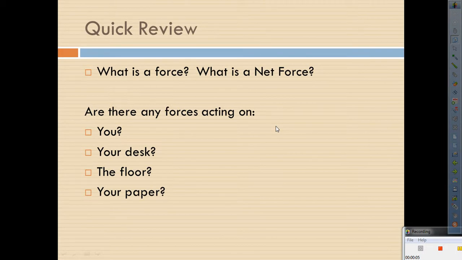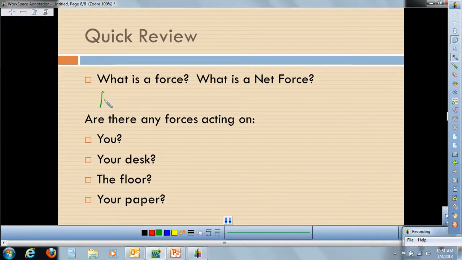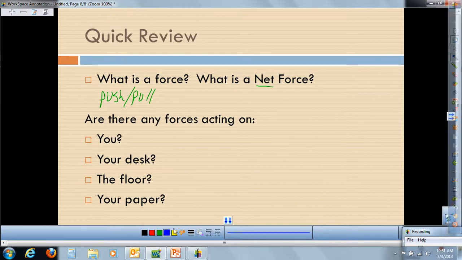Just a quick review. What is a force? Well, a force is simply a push or a pull. Okay? So forces are push, pull. Net force is when you have objects that are acting in the same direction, and in that case you would take those forces and add them together.